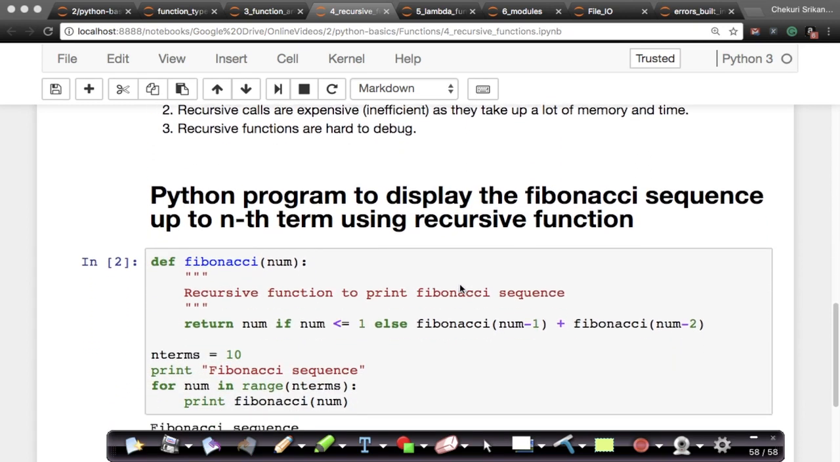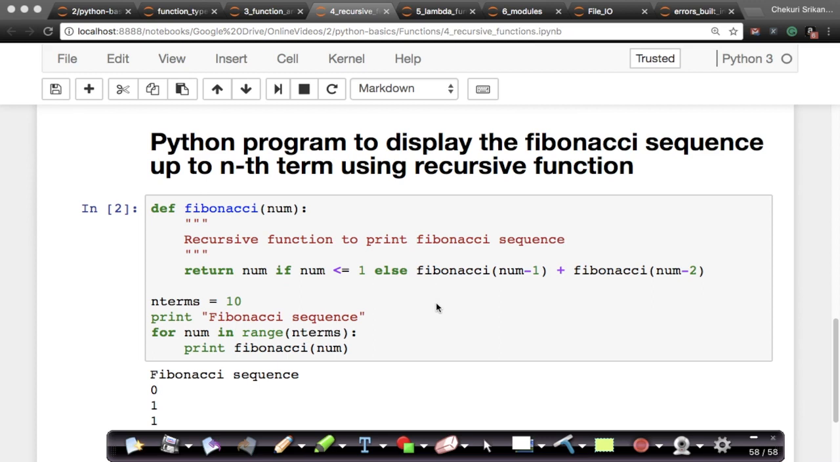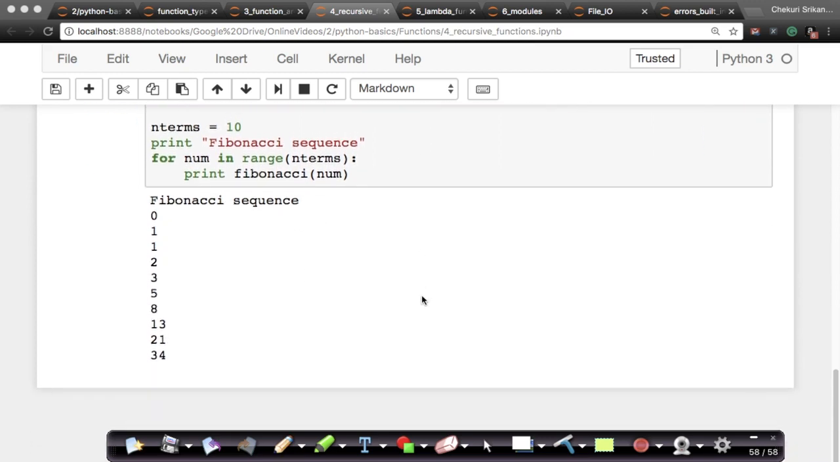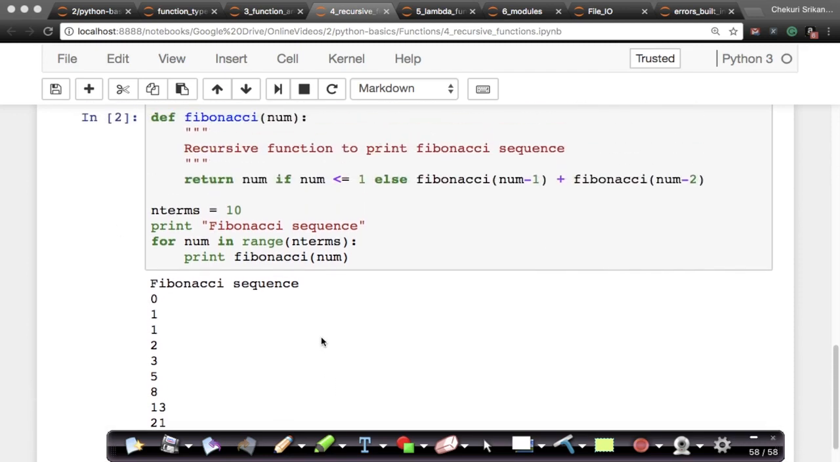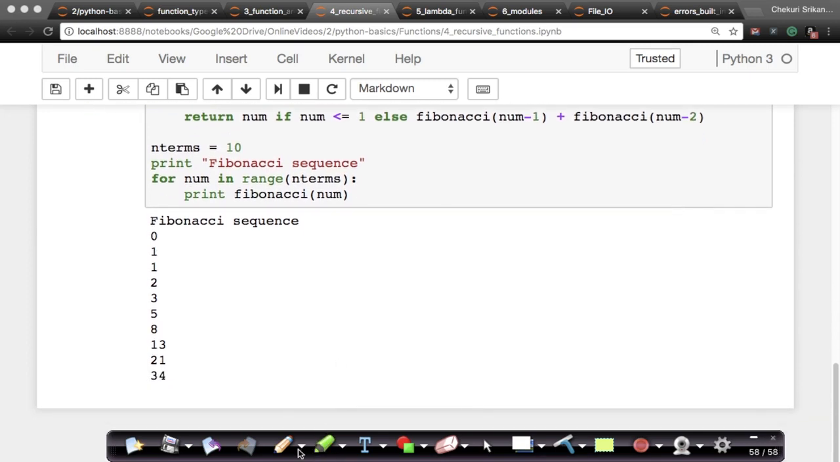Okay, now let's look at a very interesting code, for something called a Fibonacci sequence. And what is a Fibonacci sequence? Let me explain that. Let me show you. Fibonacci of 0 is 0. Fibonacci of 1 is 1. Fibonacci of 2 is basically the sum of these two numbers.